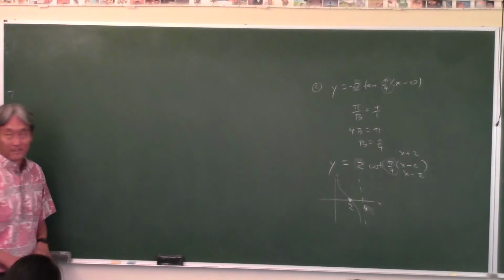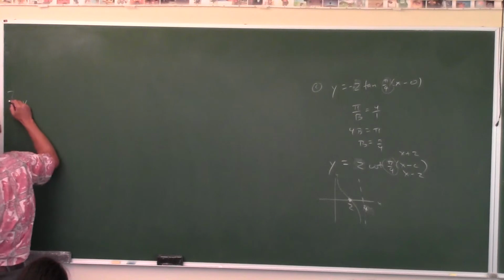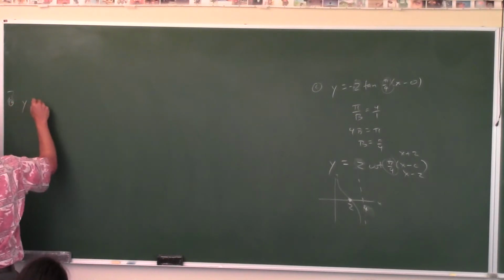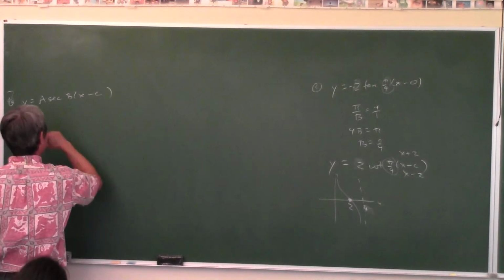All right, and then the secant and cosecant, okay, there's the humping. And again, there's no up and down shift. The only up and down shift I'm gonna give you is with sine and cosine, so you don't even have to worry about that. Okay, so here we go. So this is number 4. y equals A secant(Bx minus C).